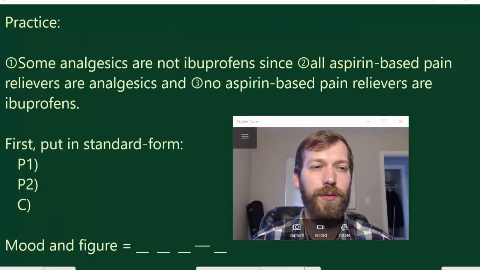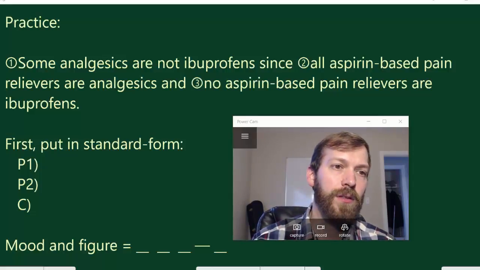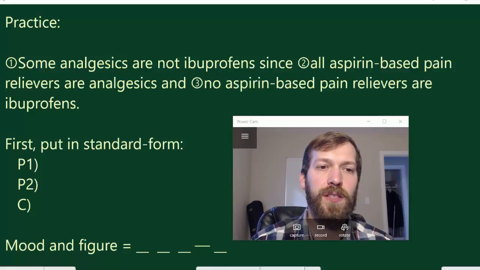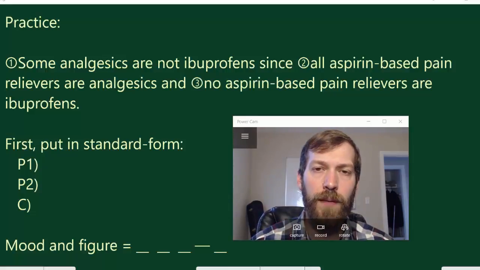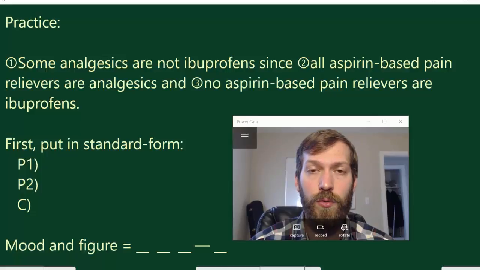All right, we're now going to turn to a practice example in which we're going to put a categorical syllogism into standard form, and then we're going to determine its mood and its figure. So we have the following argument: some analgesics are not ibuprofens, since all aspirin-based pain relievers are analgesics, and no aspirin-based pain relievers are ibuprofens. So take a little bit of time, pause the video, and put this categorical syllogism into standard form and determine its mood and figure.